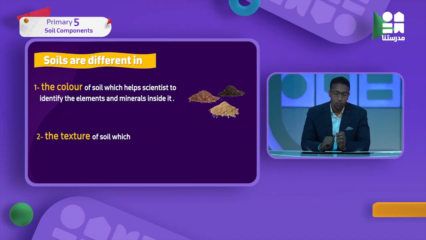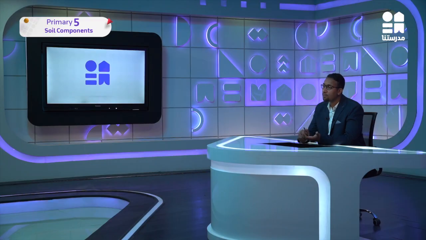The color of soil helps scientists to identify elements and minerals inside it. So the color helps scientists to do what? To identify the different elements and minerals that the soil is composed of. بمجرد اللون بس هنعرف المكونات بتاعت السويل، أو هنعرف أغلب المينرالز، الأملاح المعدنية اللي موجودة فيها، بمجرد ما هم يشوفوا الكالر بتاع السويل.